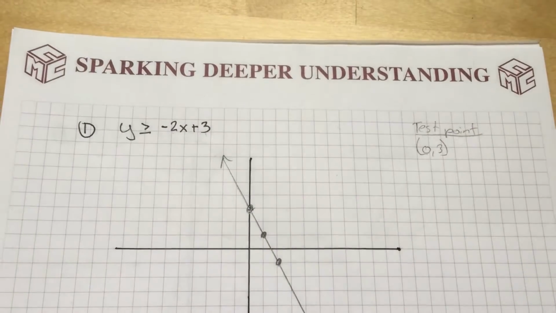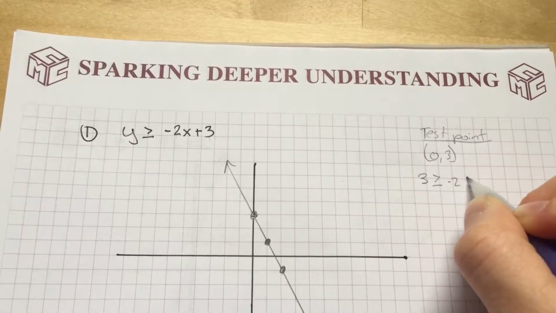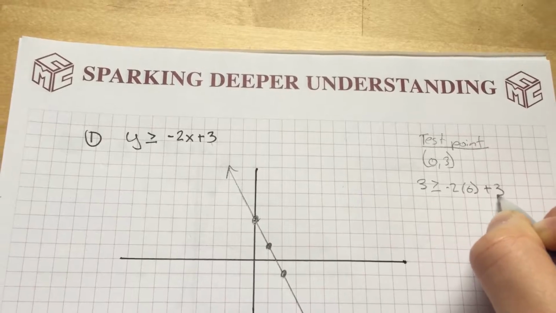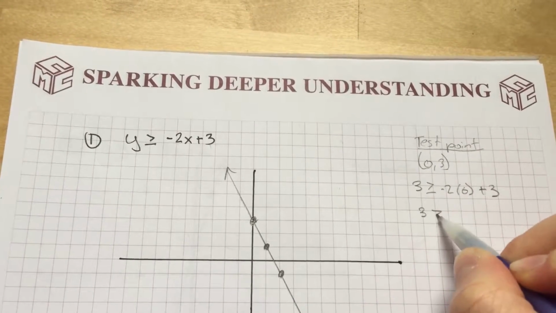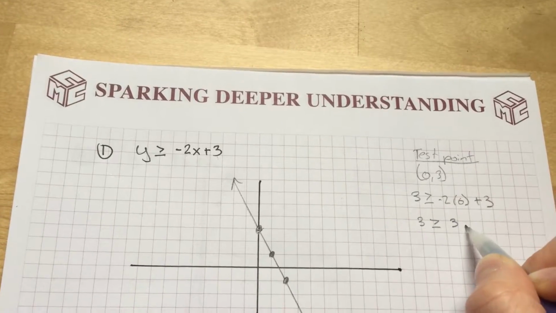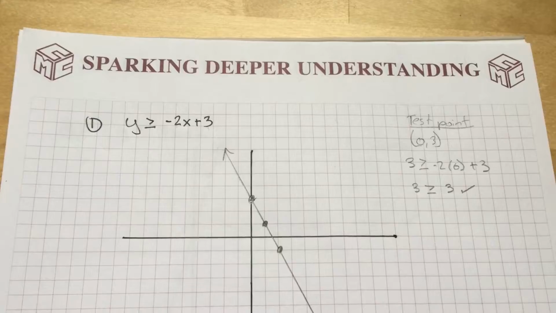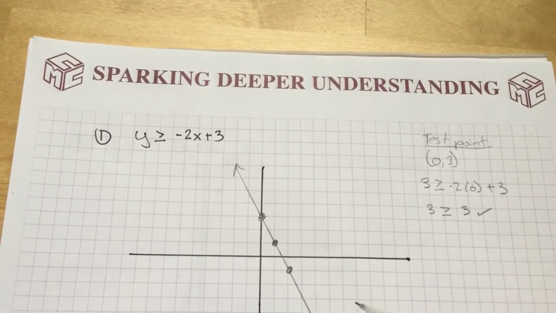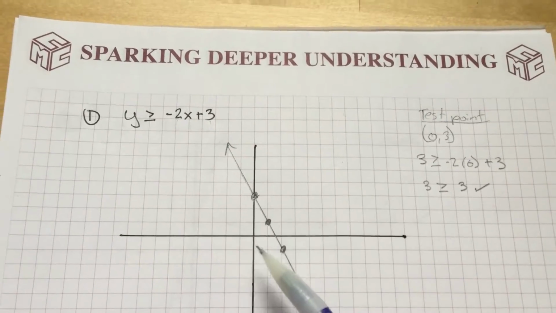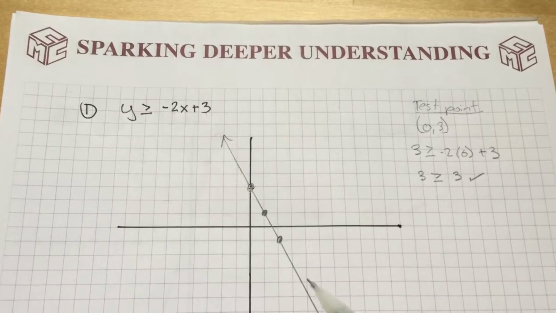I should get a true statement for that. So 3 is greater than or equal to negative 2 times 0 plus 3. So I'm going to get 3 is greater than or equal to 3. 3 can't be greater than itself, but it can be equal to itself, which means that this is going to be a solid line. Now I want to figure out where I am shading. I'm shading everywhere over here. So you can tell 0, 0, my favorite test point, is not included in this.